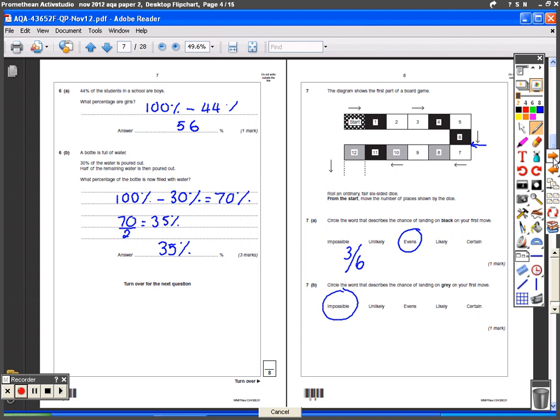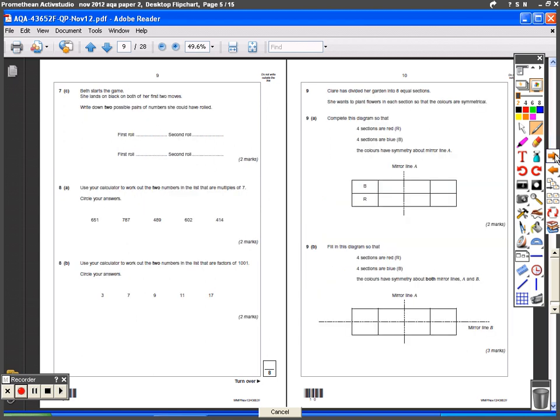Okay, moving on. Question 8, sorry. No, 7c. Beth starts the game. She lands on black on both of her 2 moves. Write down 2 possible pairs of moves, pairs of numbers that she could have rolled.